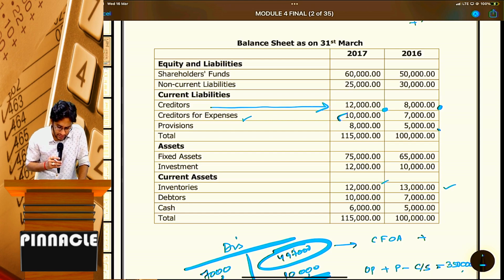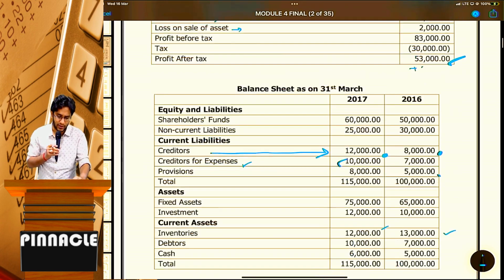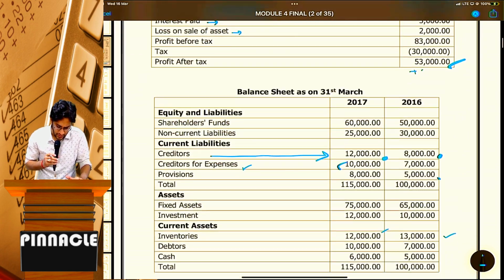Next, debtors 7,000 became 10,000. Debtors 7,000 became 10,000, definitely is an outflow of 3,000. Cash, don't touch that. Okay, so that should be it, sir.